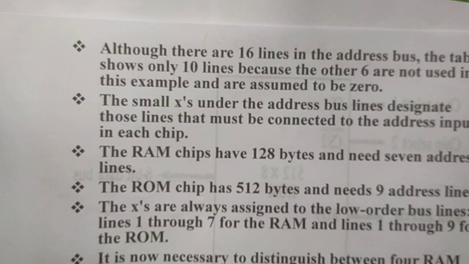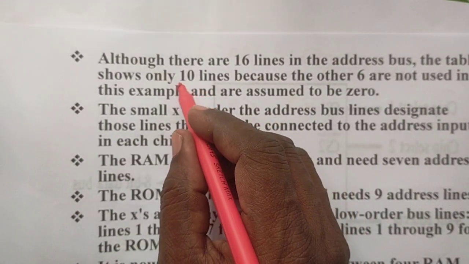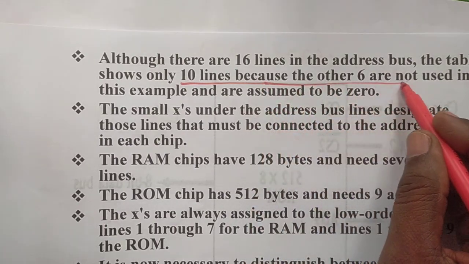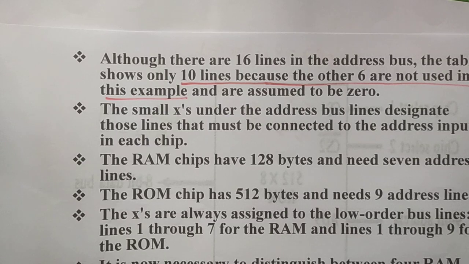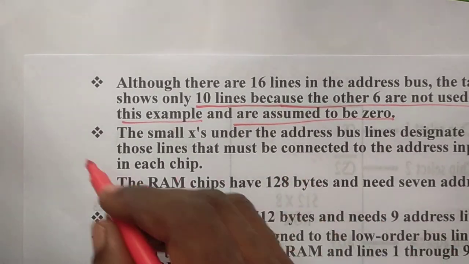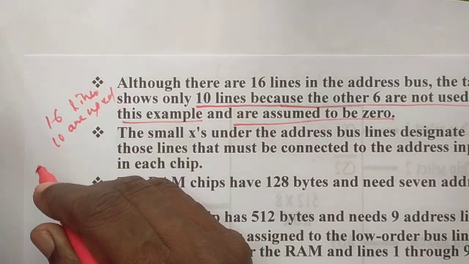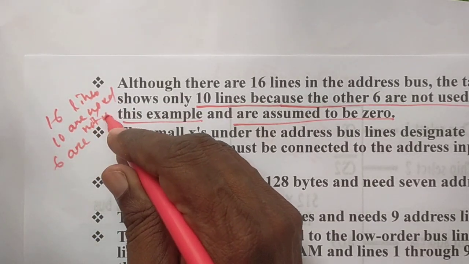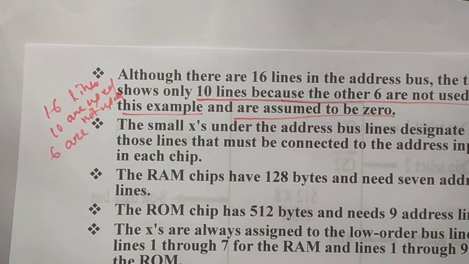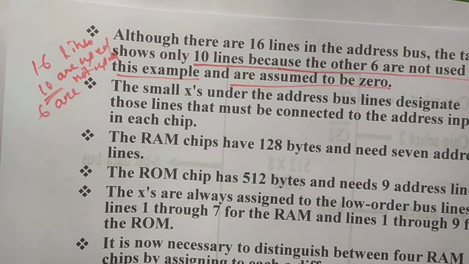We will discuss the remaining part of that ROM. Now we see, although there are 16 lines in the address bus, the table shows only 10 lines, because 6 are not used in this example, because we consider very small RAM and ROM sizes. For that reason, we consider only 10 lines, and the remaining should be 0. That means out of 16 lines, 10 are used and 6 are not used. The 6 lines will be 0. I will show you up to 10, and those which are not used are 0 only.